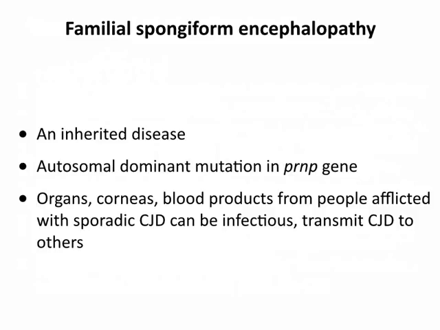Now, if you develop a familial form of this disease or a sporadic form, as I said, you can transmit this infection to other people, especially early on before you have symptoms, where you do have prions in your blood or in your tissues. You can transmit it via transplants, blood products, organ donations, and so forth.